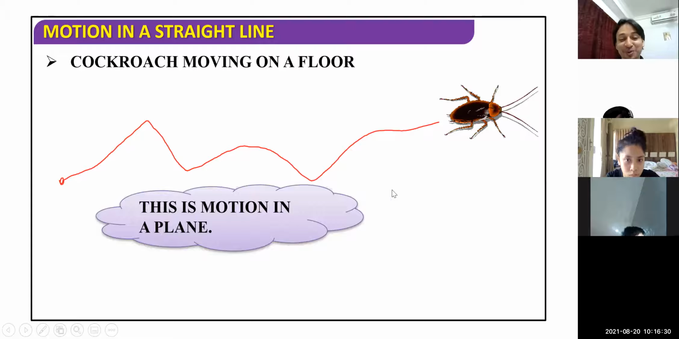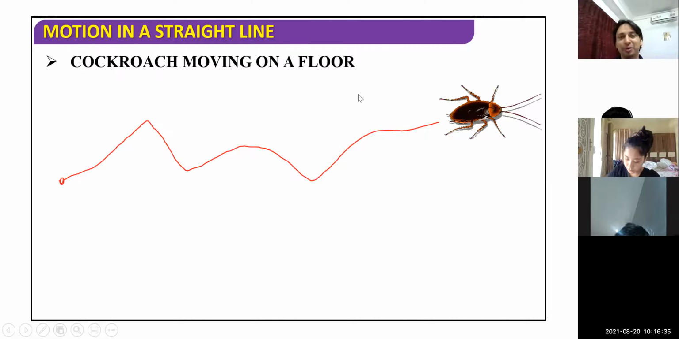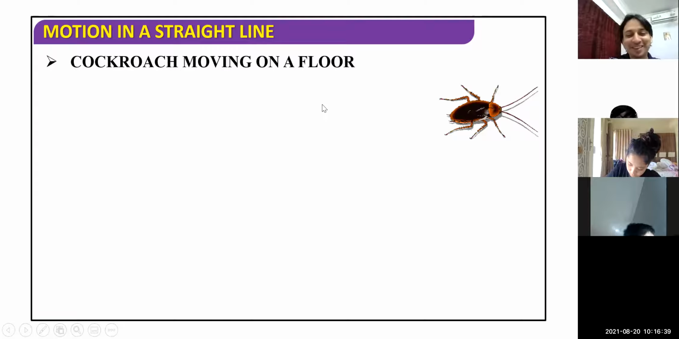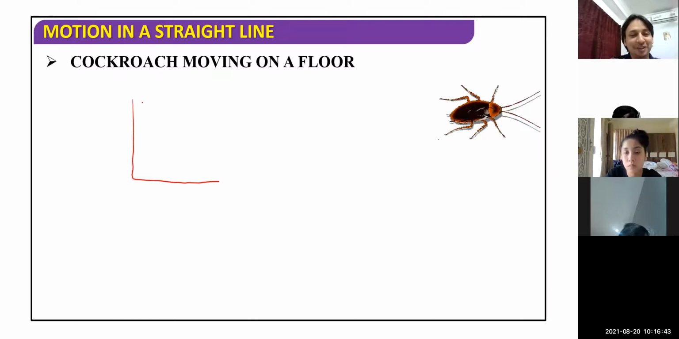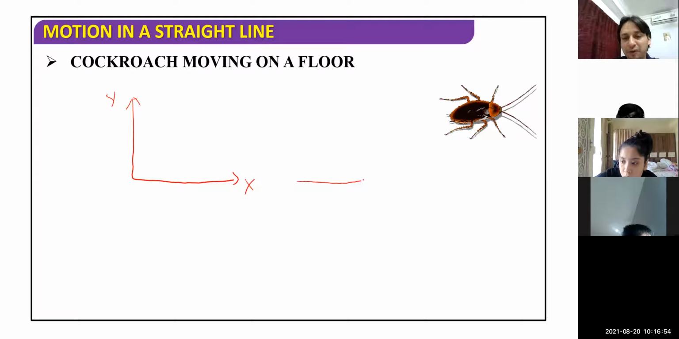This is a motion in a plane. What do you mean by the motion in a plane? Motion in a plane means, children, it's not an aeroplane. And the motion in a plane means, in our mathematical terms, in the coordinate system, x-axis and y-axis, it is in 2 dimensions. Here, how this cockroach is moving, sometimes it is moving along the x direction, and sometimes it moves in the other direction, along the y direction, something like that.